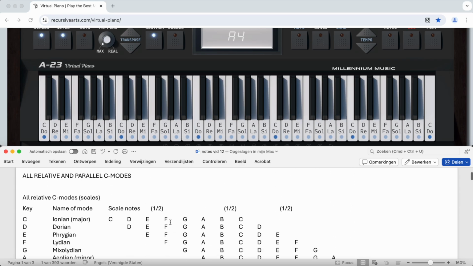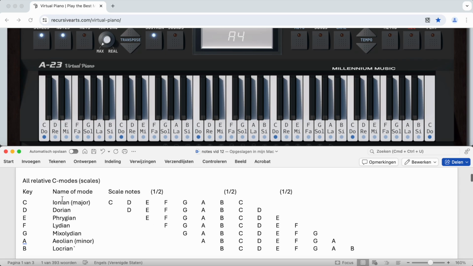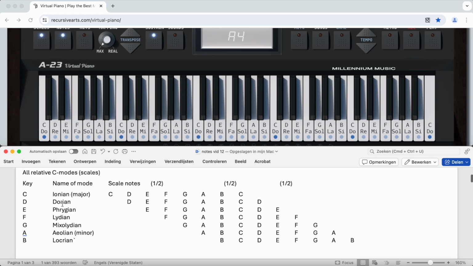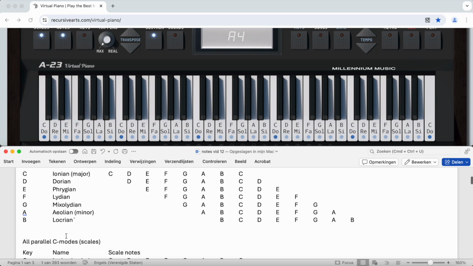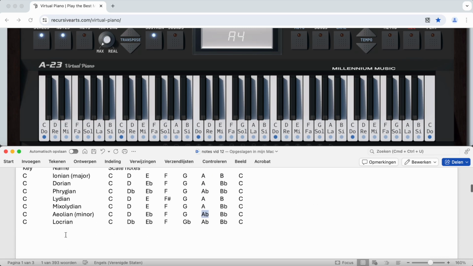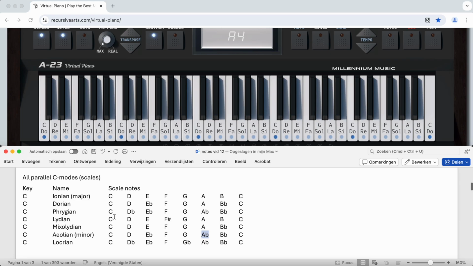All right, so I hope you understand a bit that there are different modes, not just the major and the minor mode. As long as you put them in a relative state, it's hard to switch from one mode to another mode, but the moment you put them all parallel, you can quite easily interchange the chords and the scale notes with each other.